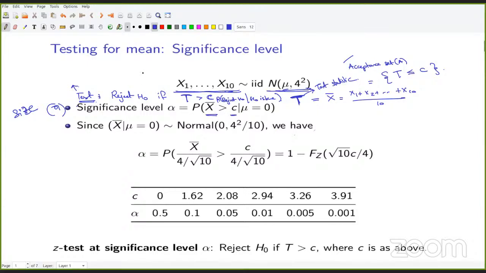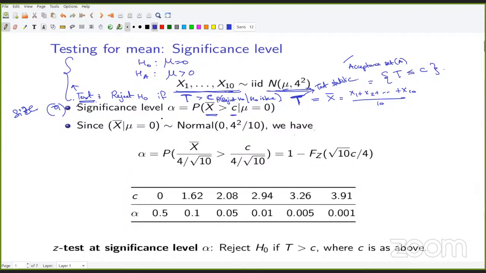We also have to fix what is null and what is alternate. Null we are going to take mu equals 0. Alternate we are going to take mu greater than 0. So this is the hypothesis, this is the test. These are samples coming from one distribution, with the test statistic and the acceptance set. These are the settings for our problem, and later comes the computation.